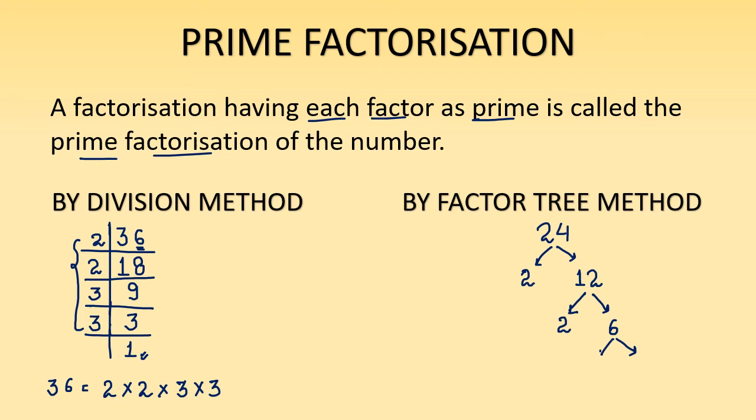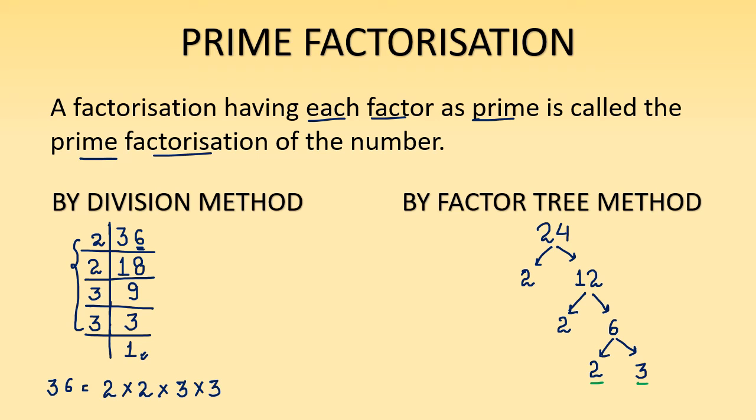Take 6 and again divide it by a prime number. 6 is divisible by 2. Therefore, write here 2, and 2 threes are 6. So here we will write 3. Now as you can see, we got 6 as the product of two prime numbers. 2 and 3 both are prime numbers. So we will not expand it further and we will stop our prime factorization here.